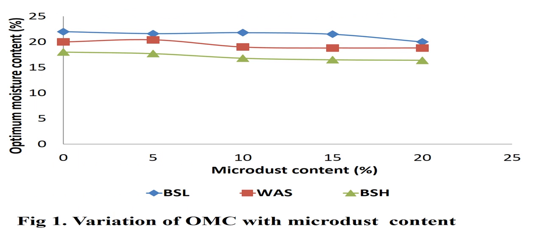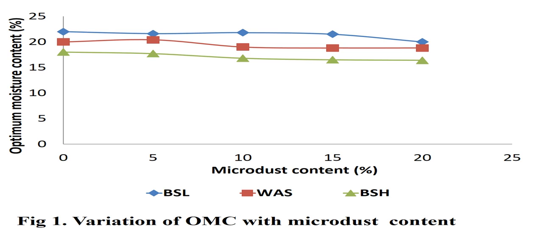The displayed figure shows the variation of the optimum moisture content with the microdust content, and it can be inferred that with increase in microdust content, the optimum moisture content slightly drops. Similarly, it can also be observed for increase in compactive effort from the British Standard Light (BSL) to British Standard Heavy (BSH) that the optimum moisture content also showed a slight drop with increase in the compactive efforts applied.